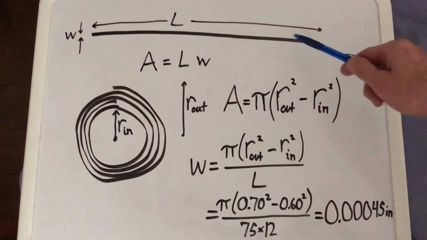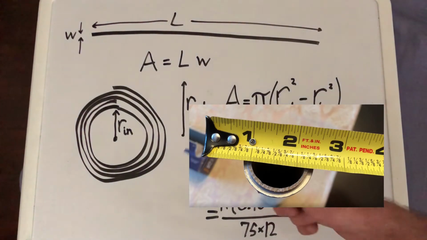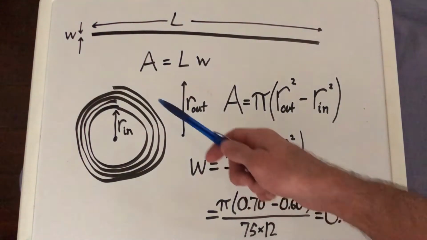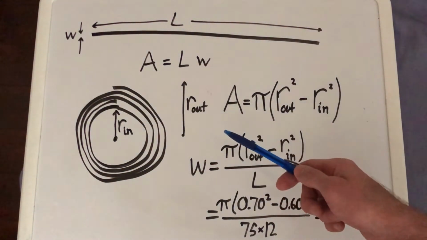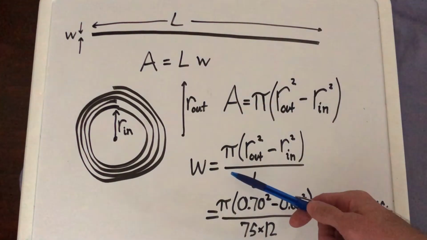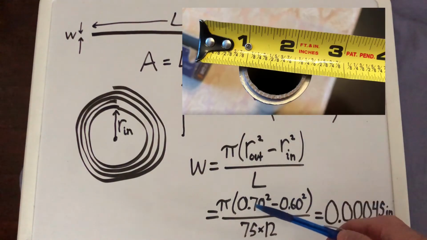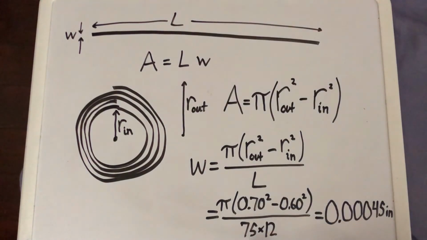If you take this area and roll it up, you still get the same area. The area of a circle is pi r squared, so it's the area of the outer circle minus the area of the inner circle. We set these two areas equal to each other and solve for W. I measured the outer radius to be about 0.7 inches and the inner radius to be about 0.6 inches. We divide by the length in inches, and we get 0.00045 inches. That's the width of the aluminum foil.